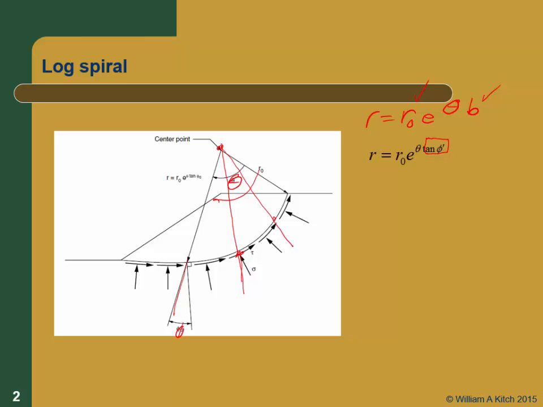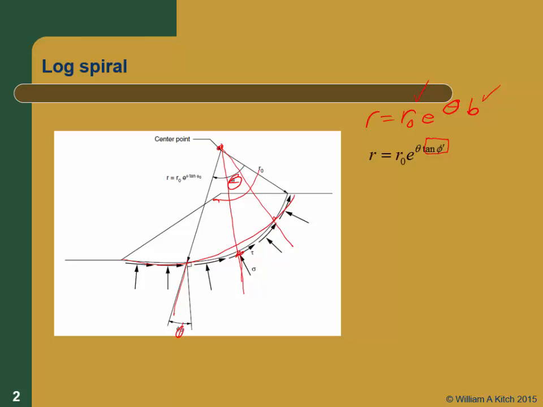So what's really convenient about that is if we sum moments about the center of the log spiral, neither the normal forces nor the frictional forces along the spiral have any moment. The only thing that has a moment is going to be c. And so it's a really simple solution, and it satisfies both force and moment equilibrium. So it's a nice little mathematical thing that makes it really easy. And it's been used for many, many decades, probably centuries. So that's the log spiral method.